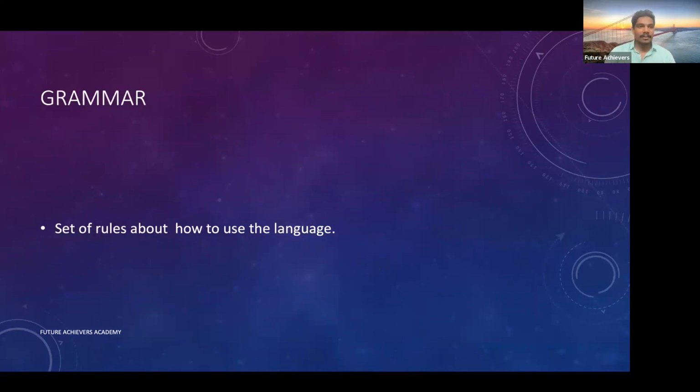Grammar. So we speak any language using some rules. So that is what is called grammar. There are certain rules. You have to follow those rules to use that language. So those rules are called grammar.